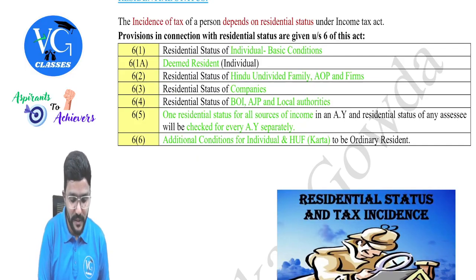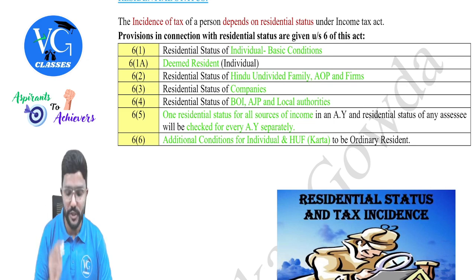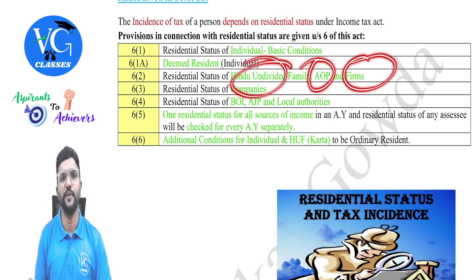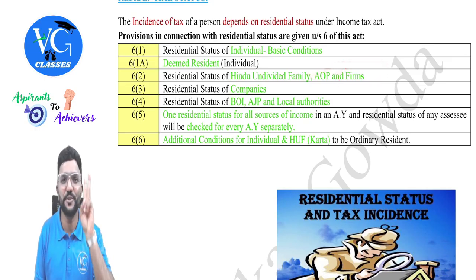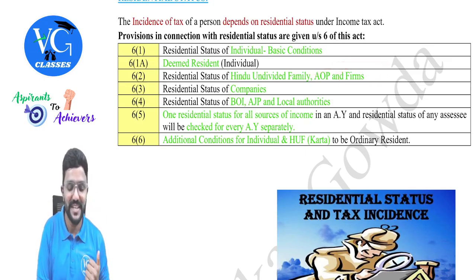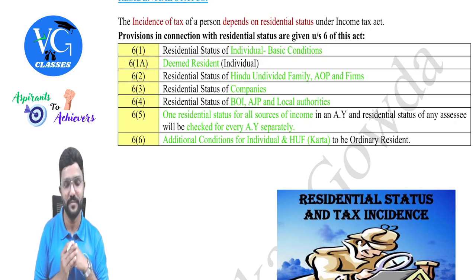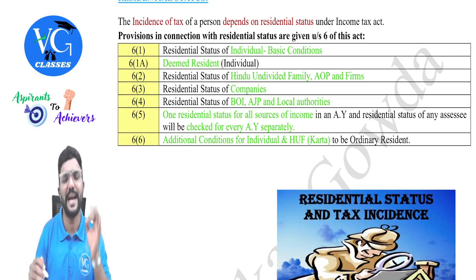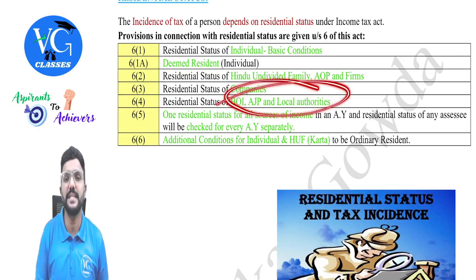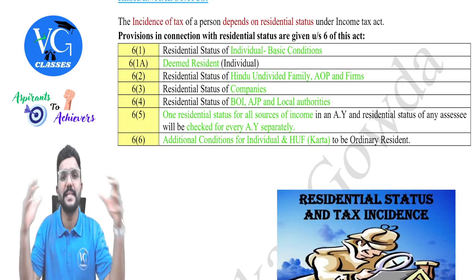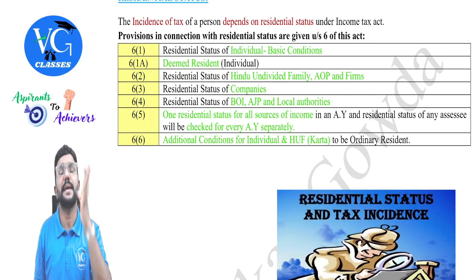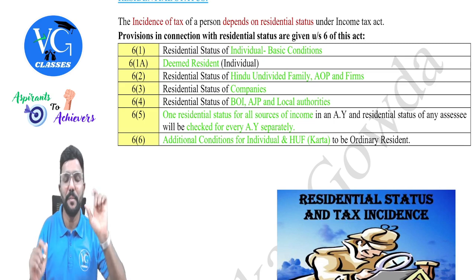Then section 6 subsection 2 talks about the residential status of HUF, AOP and partnership firm. For any of these organizations or family, at least 2 members have to be there, no? Even for a family, at least 2 people have to be there. Even for a partnership firm, at least 2 partners have to be there. So section 6 subsection 2, guys. Then section 6 subsection 4 also has same criteria, but it covers different set of people. So section 6.2 and 6.4 cover two separate sets of people, but both have the same criteria. Got it? So you can remember like this.